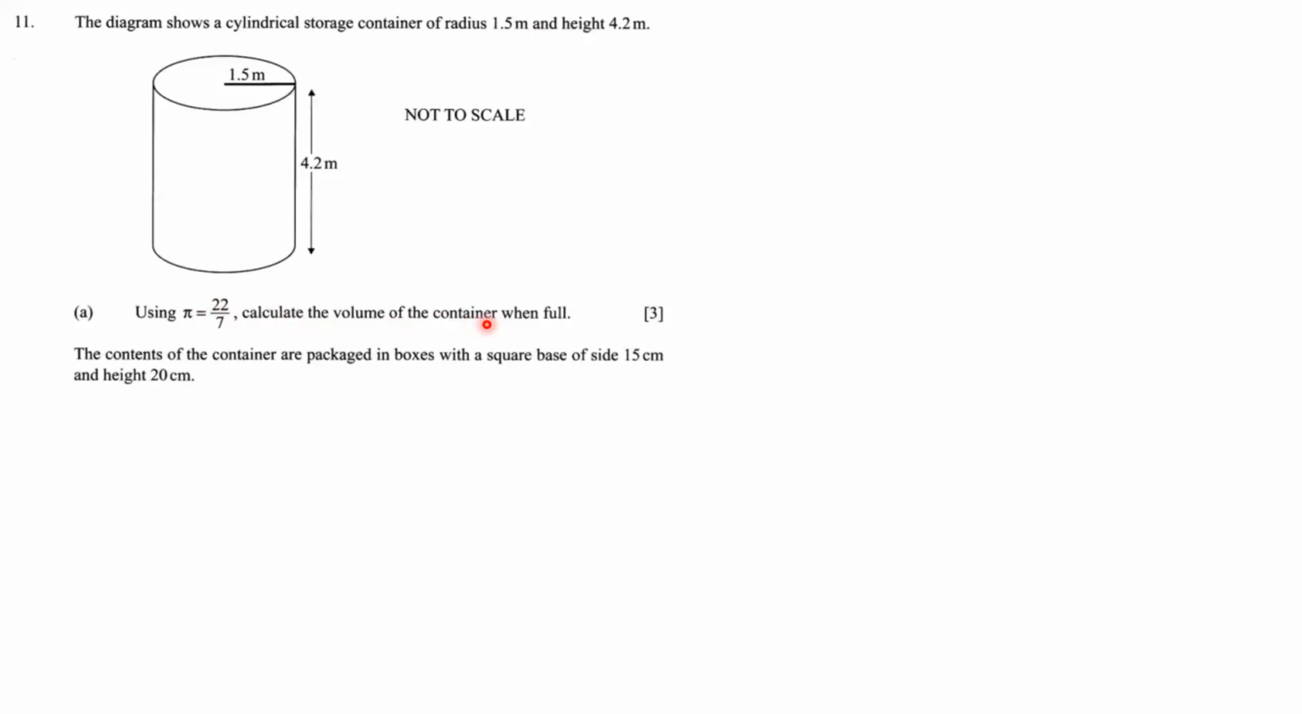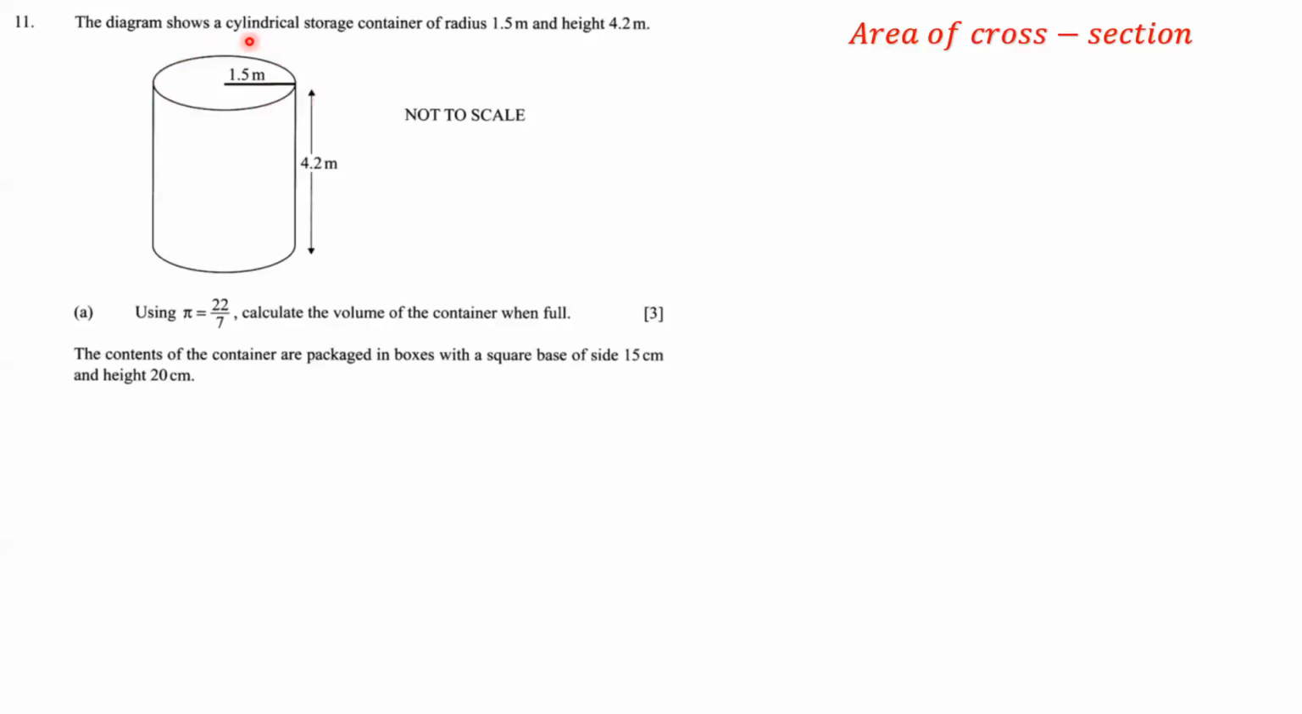Now, if we want the volume of the container, what we need to do is figure out what the formula is. And here we have a cylinder. So the volume of a cylinder is going to be the area of the cross section multiplied by the length or the height. Now the area of the cross section, this cross section is a circle, right? So we are dealing with the area of a circle.